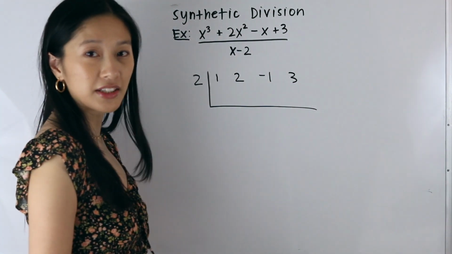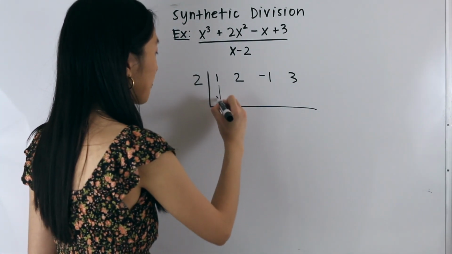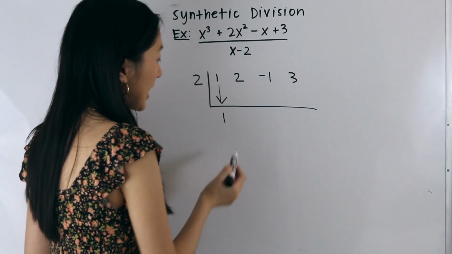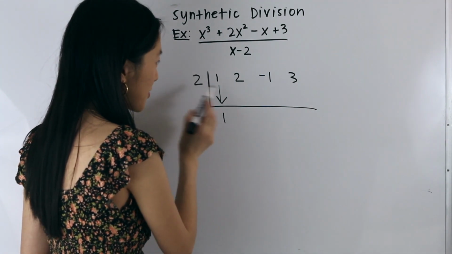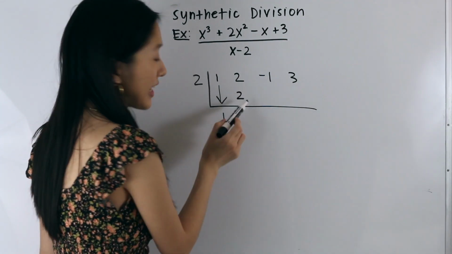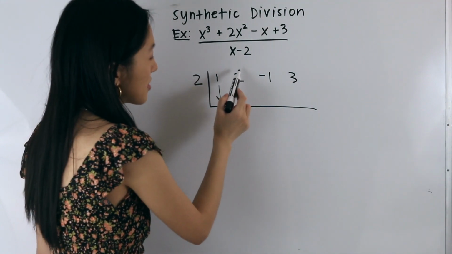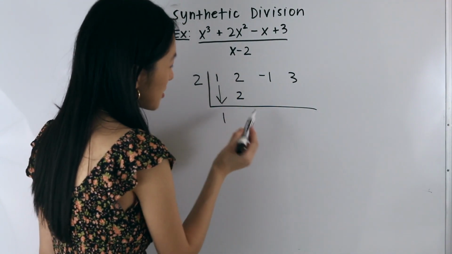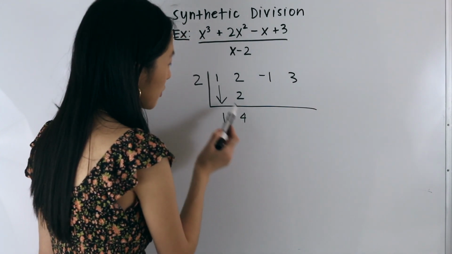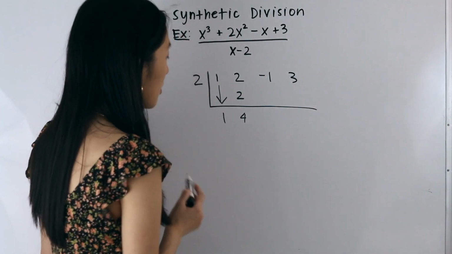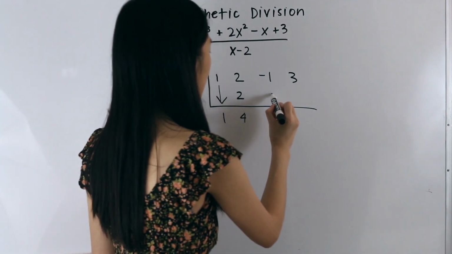And then from here, what we're going to do is bring down the first term. And then we take this term here and we multiply it by the number on the outside. So we have 1 times 2, which is just equal to 2. And next we're going to add the numbers in this column here. So we have 2 plus 2, which is equal to 4. And then next we're going to take this 4 and multiply it by this number outside. So we have 4 times 2, which is 8.